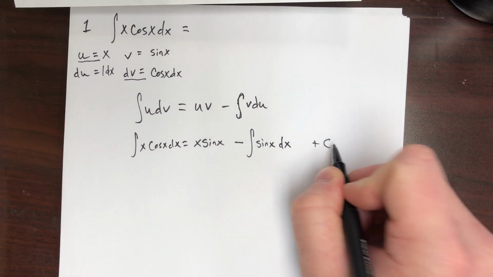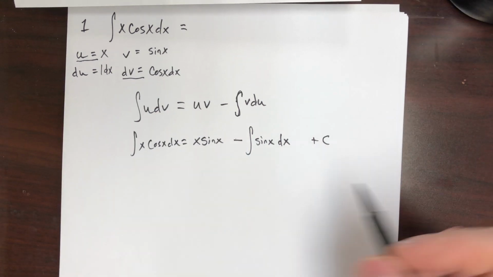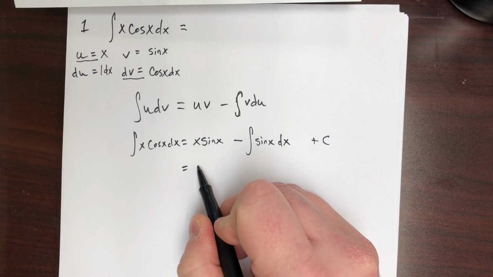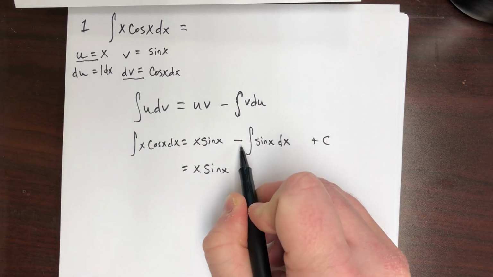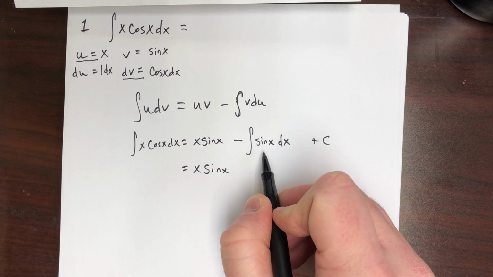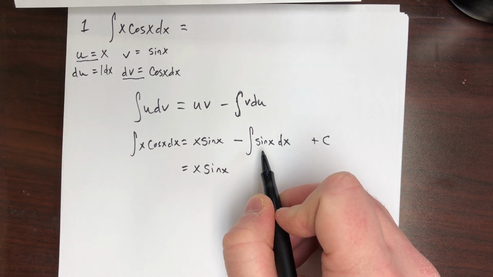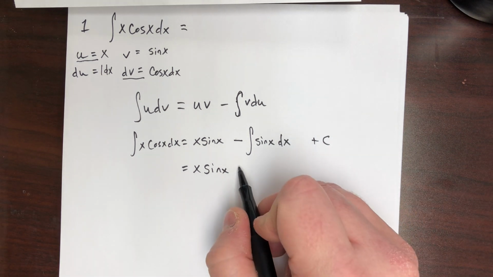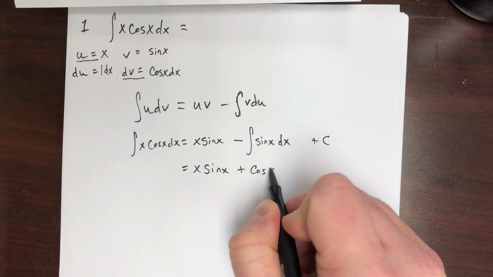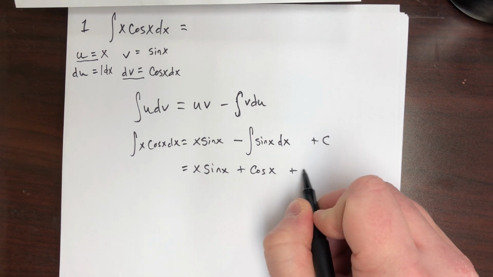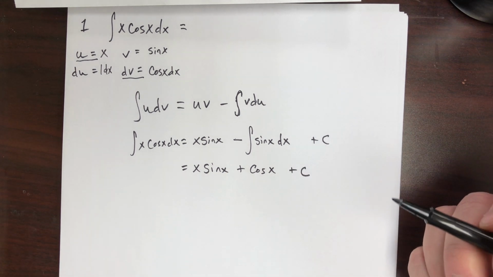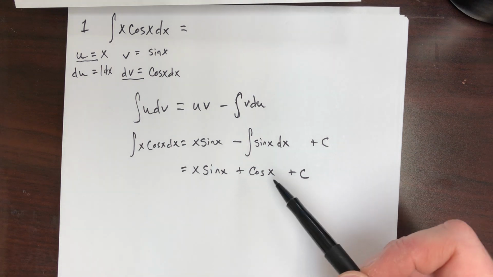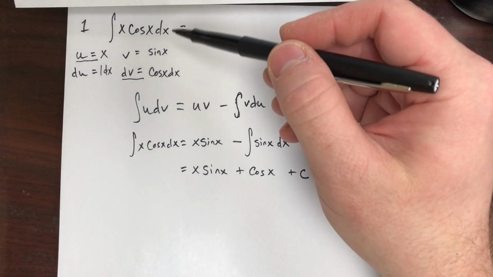Oh, plus c, right? Well, we're going to integrate this, and then we can put the plus c on. So x sine x, wait, this says minus sine x. What's the antiderivative of sine x? Well, it's cosine x. Oh, no, not cosine, it'd be negative cosine. So this is going to be plus cosine x plus c. And you might look at this and say, well, there's no way that this is the actual antiderivative of that there.